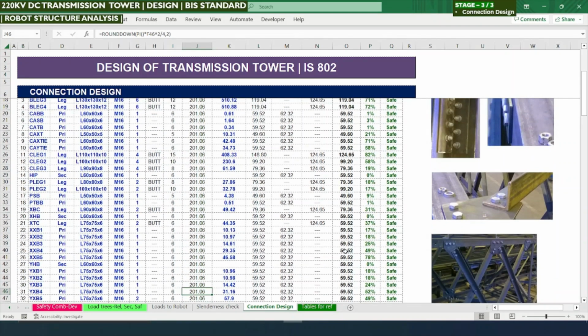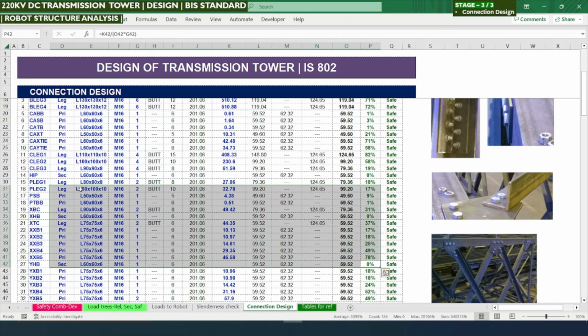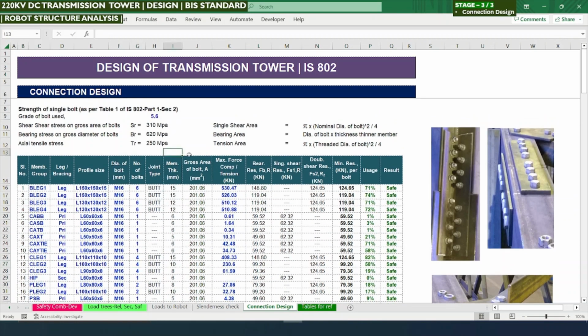So likewise we need to do our connection design. With this the connection design is ended. With this stage 3 is completed, and all the technical discussion related to the design of the 220 kV transmission line tower as per IS 802 is completed. So in the next video we will be looking at the foundation design.